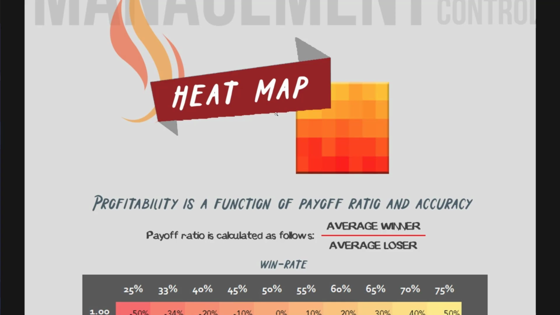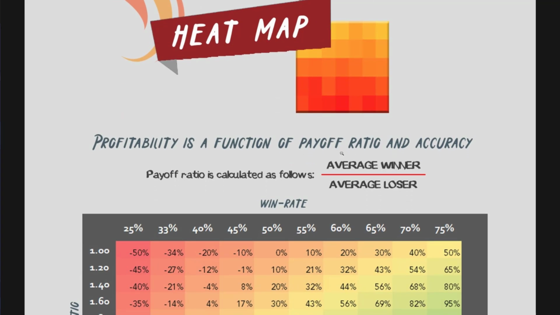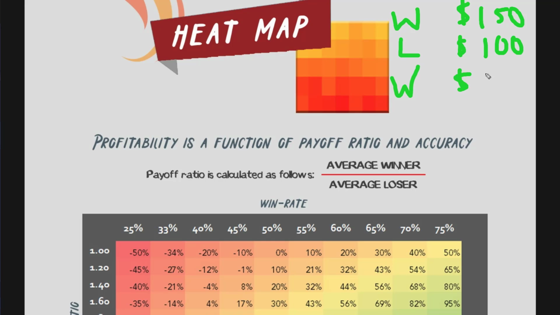Next, we'll talk about the heat map. So profitability is a function of payoff ratio and accuracy. Payoff ratio is calculated as follows: your average winner divided by your average loser. Let's make an example here. So say you took 3 trades, winner, loser, winner. The first winner, you got $150. The second trade was a loser, you lost $100. And then your third trade was a winner, you made $200.